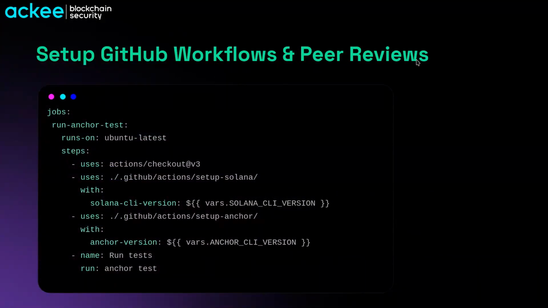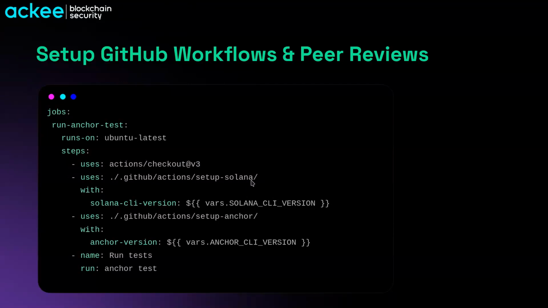Another tip is to use GitHub workflows and basically the development process tools that GitHub offers. It's quite rare to see projects use GitHub workflows, but it is actually quite easy. So here we have an example of how to set up automatic Anchor tests. Here you have a definition of the job that is called run Anchor test. It runs on the latest Ubuntu distribution. And first, you just check out your repository.